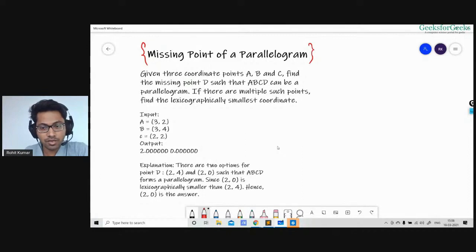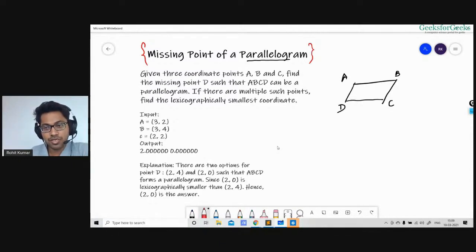To begin with, let me first define the question: what is a parallelogram, and what are the inputs and outputs. Okay, so let's start. What do you mean by the term parallelogram? A parallelogram is a quadrilateral whose opposite sides are parallel. Let's say I draw this quadrilateral ABCD. When I say opposite sides parallel, it means AB is parallel to CD and AD is parallel to BC.